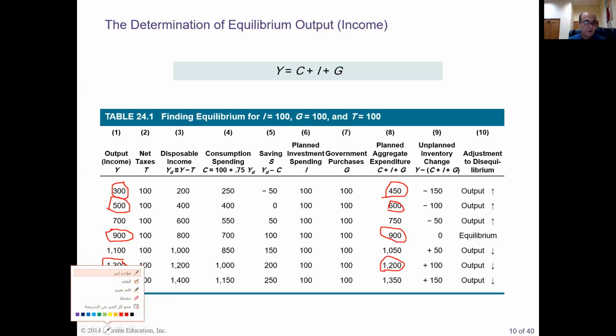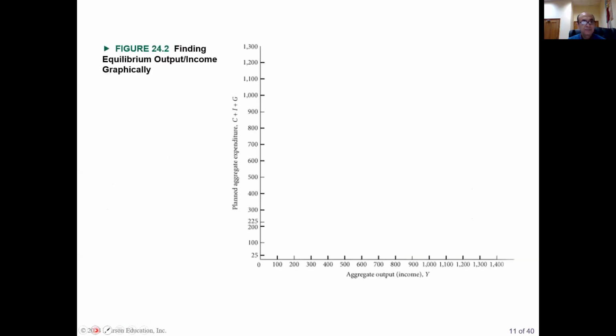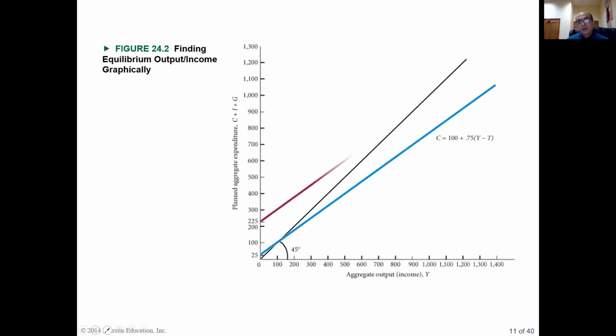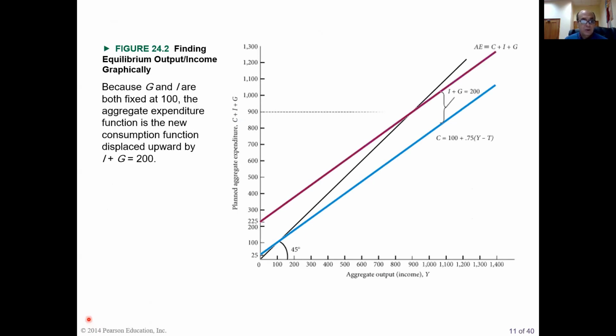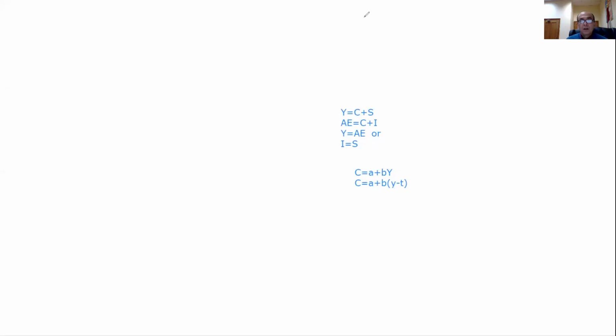This is the equilibrium point according to the schedule here, and we can also do this another way. We can determine the equilibrium point according to a graph. We can use the whiteboard to explain everything here.